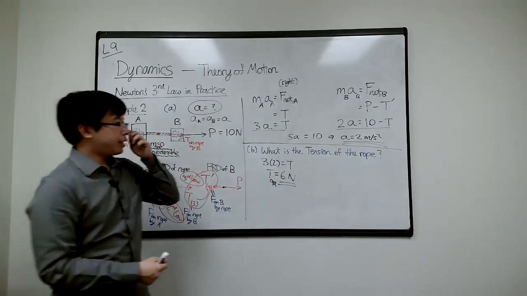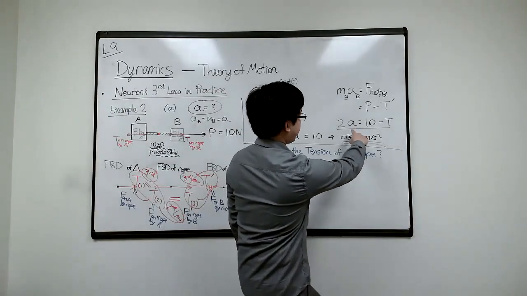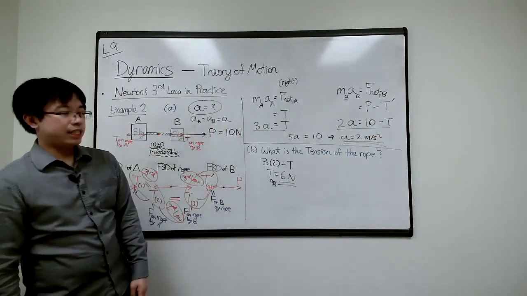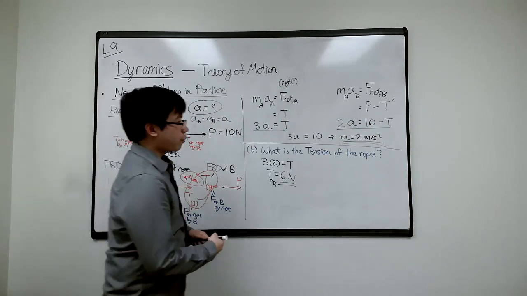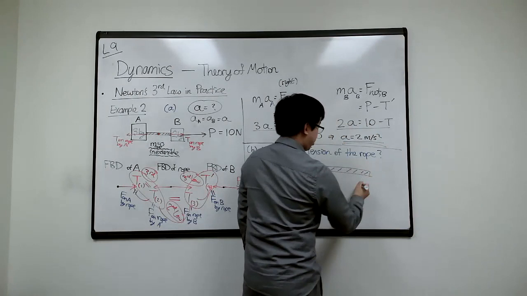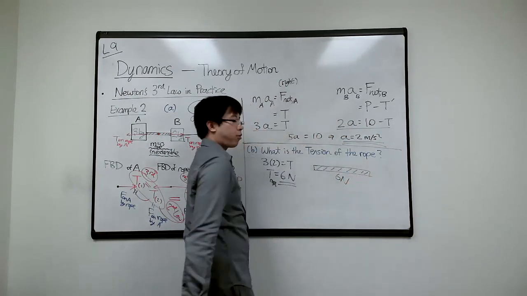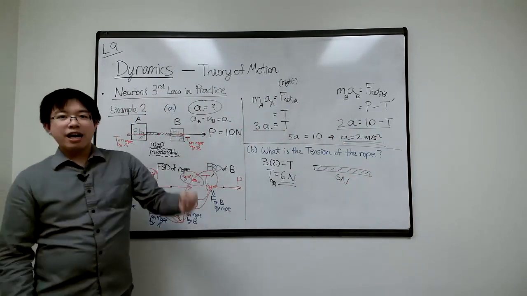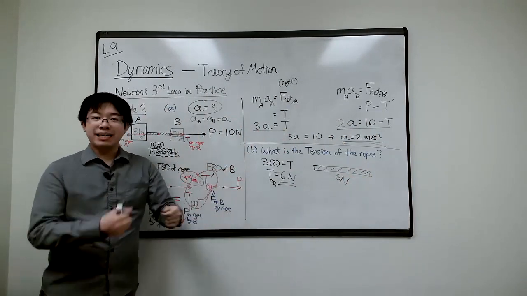So this is the tension of the rope, and there's only one tension because they're all the same. Okay, so you can do a double check over here. You can plug in A equals 2, and you see that T equals 6 as well. So this is the tension of the rope. When you go out to the grocery stores and you buy a rope, a lot of times they will label and say this rope will support 6 newtons. They will label however many newtons, right? So if you want to lift something, you better buy a rope that can actually support this.